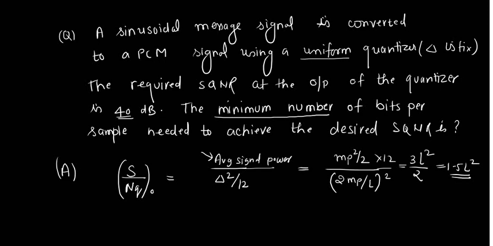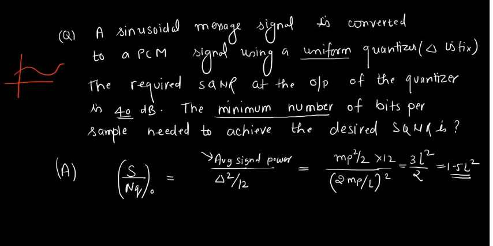Let us solve one more very interesting numerical question based on pulse code modulation. The question states that we have a sinusoidal message signal and we convert it to a PCM signal using a uniform quantizer. By uniform quantizer we mean that when we partition the amplitude axis, the quantization interval for each level is fixed. That is why we are calling it uniform quantizer.